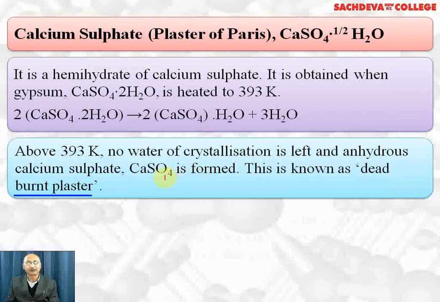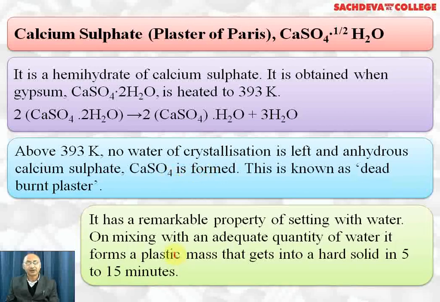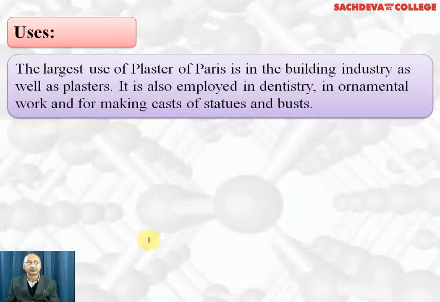Plaster of Paris has the remarkable property that on mixing an adequate quantity of water, it forms a plastic-like mass which becomes a hard solid in 5 to 15 minutes. It is the largest use. It is used in the building industry as well as plasters. It is employed in dentistry, in ornamental work and making casts and statues. It is also used for plastering fractured bones in case of fractures and to make them immobile so that the bones can join together.